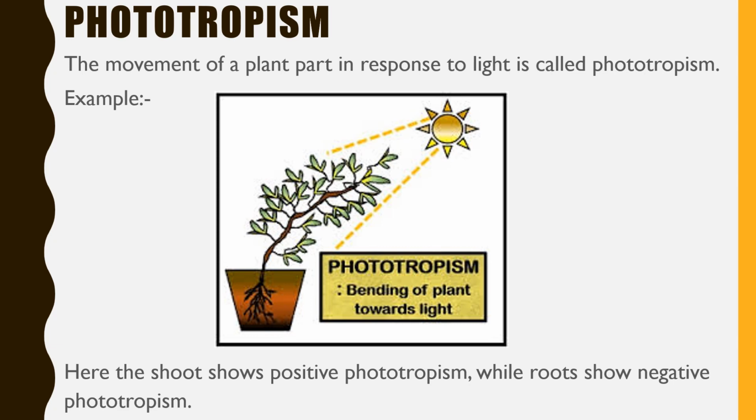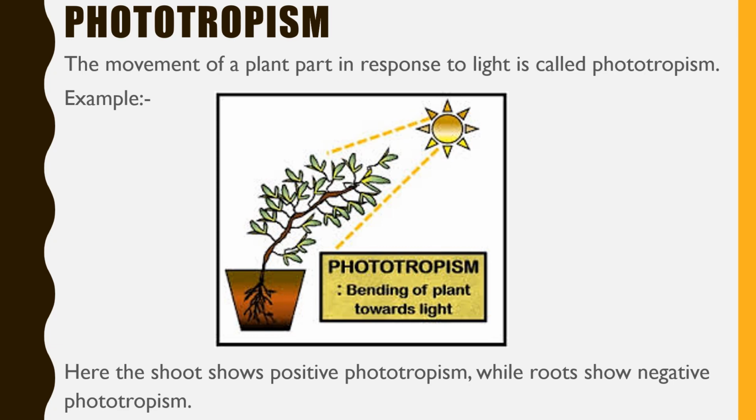When we take a potted plant and this potted plant is kept in open space, the sunlight falls from above, due to which the stem of the plant grows straight up towards the source of light. The roots of the plant also grow straight but in the downward direction.